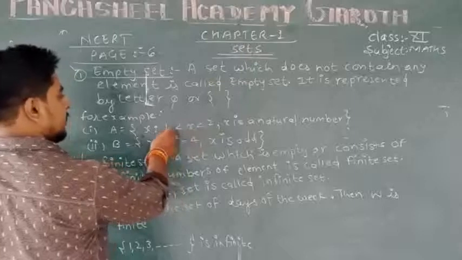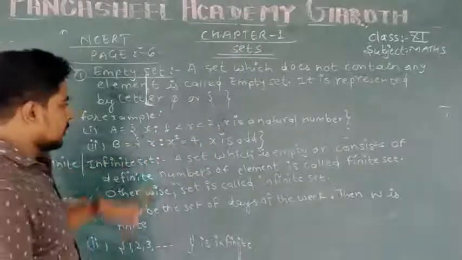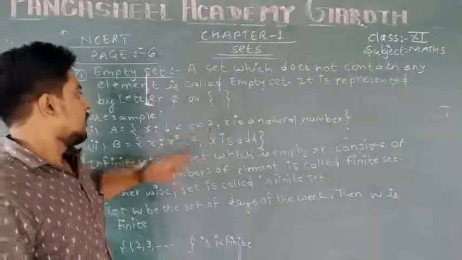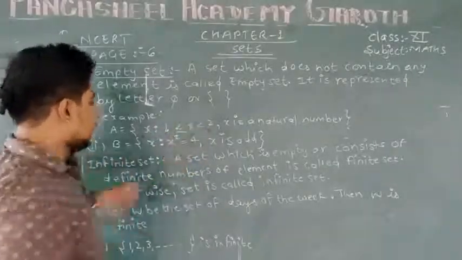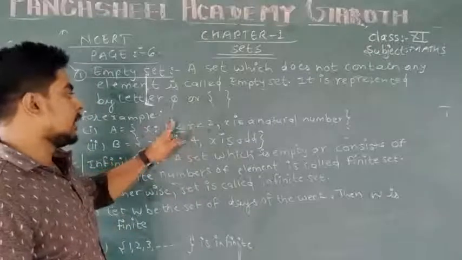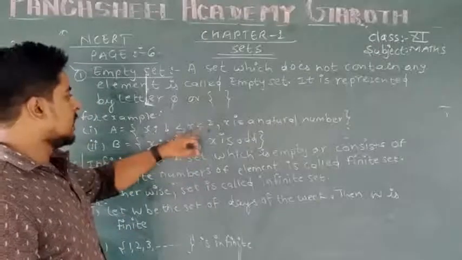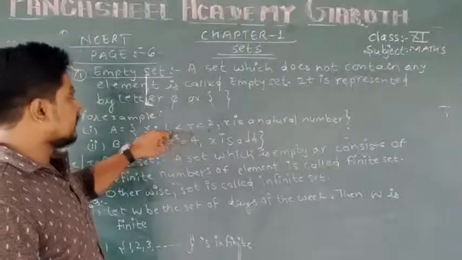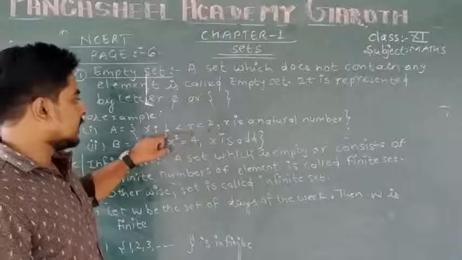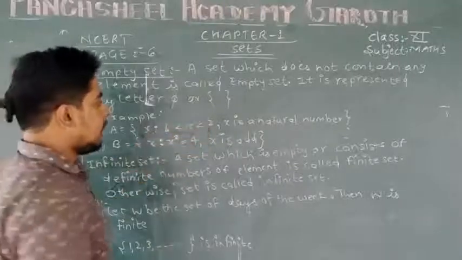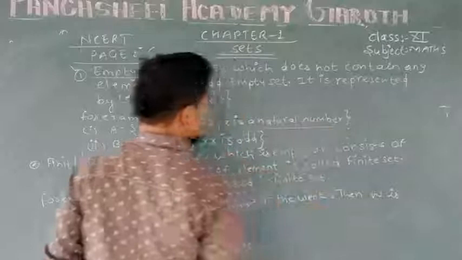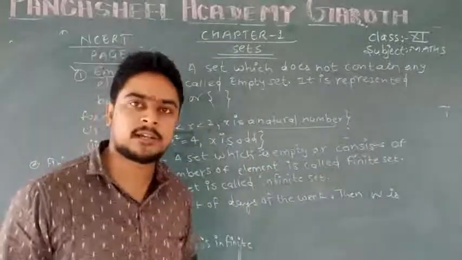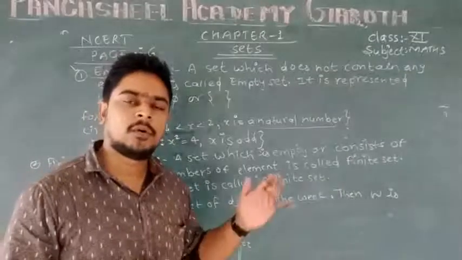x is greater than 1 but less than 2. Means x will come between 1 and 2. But if the equal to sign is given here, it means x is greater than or equal to 1 or less than or equal to 2. But here only the sign is used: x is greater than 1 and less than 2. But x is a natural number. We know that natural numbers start from 1, and so on: 1, 2, 3.